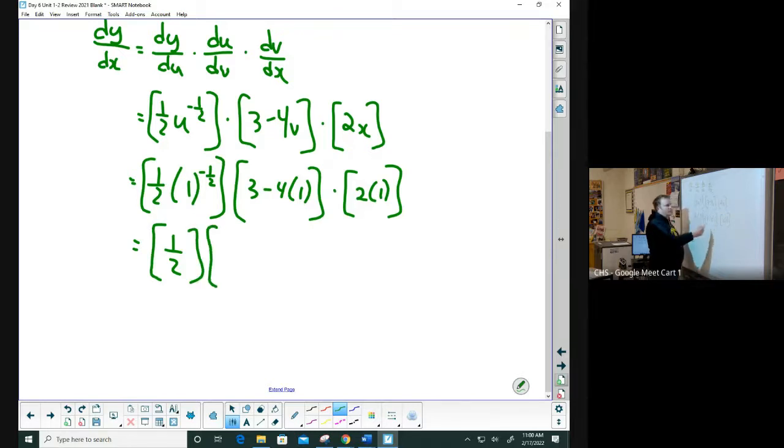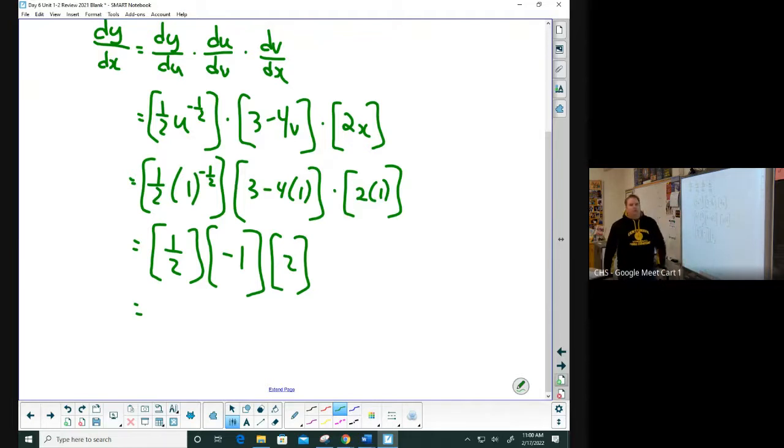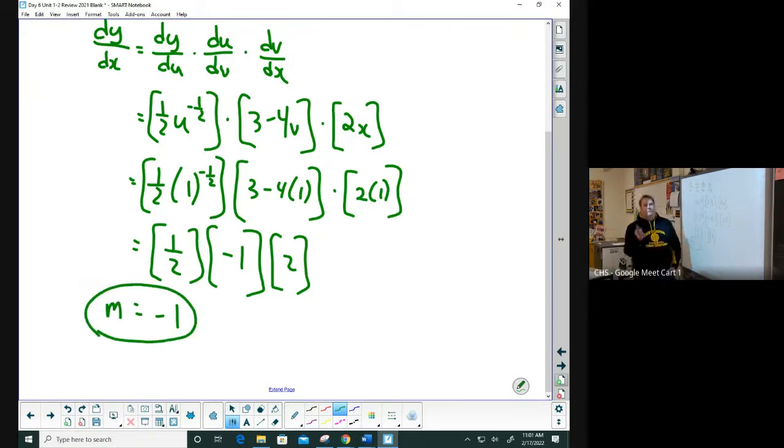This is 3 minus 4, which is negative 1. And this is 2 times 1, which is just 2. 1/2 times 2 is 1, times negative 1. And we get that the derivative is negative 1. The slope is negative 1. So we're going to be cheering for one like this on our test as opposed to the first one, but recognize they're both about the same.